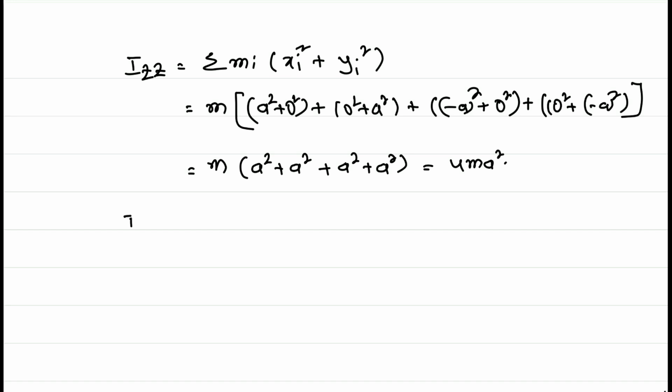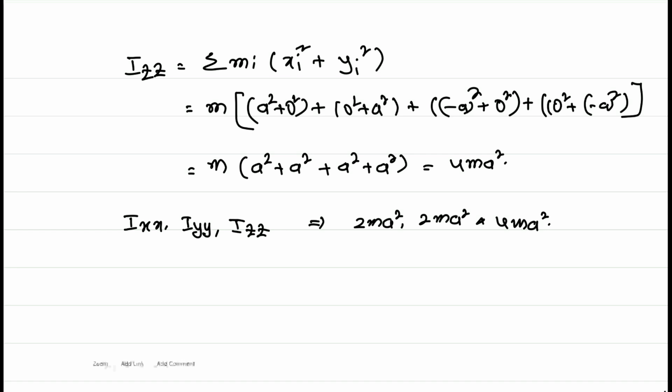Now we have got the Ixx value, Iyy value, Izz value. These are 2mA square, 2mA square and 4mA square. Now the net moment of inertia when the rotation of the masses is about an axis making equal angles. Let us find out. An addendum question, an additional question to this.